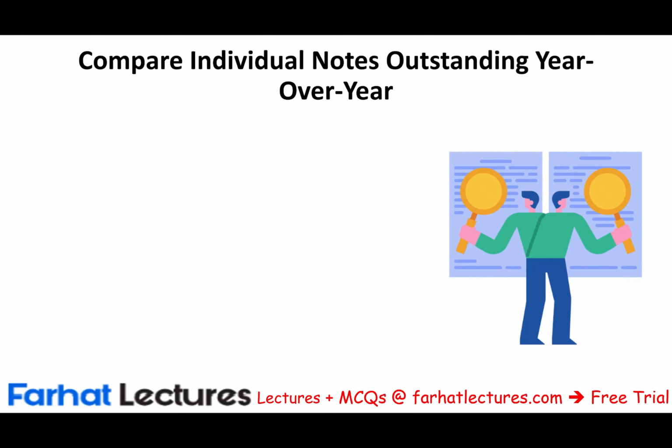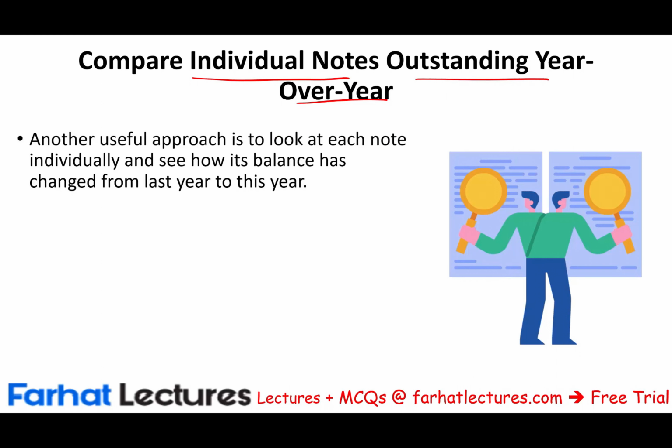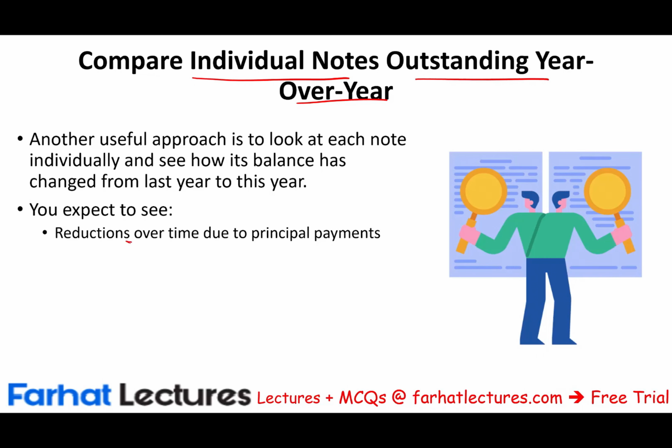Another analytical procedure is to compare individual notes outstanding from year to year. What does that mean? You would look at the loan balance for a particular loan from year to year. That's another useful approach. You would expect to see a reduction over time due to principal payments. If you're looking at a loan, the year one and year two balances should decrease, assuming you did not add any borrowings to that loan that you are investigating. So it should be a reduction. You would see an increase only when new borrowings happen. If you refinanced this loan, then it's a different story.